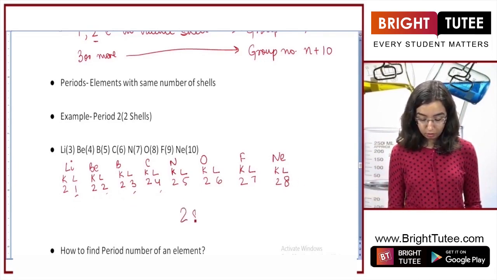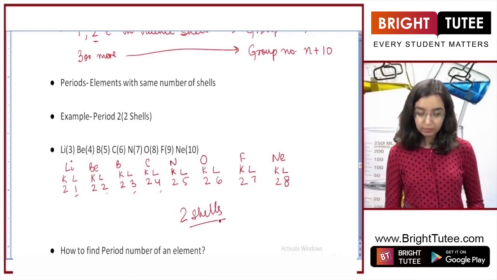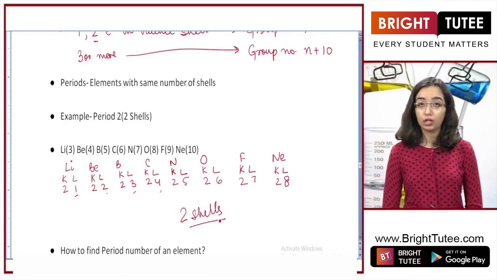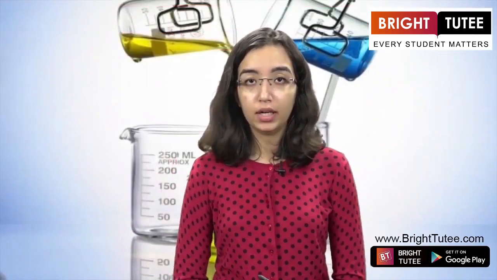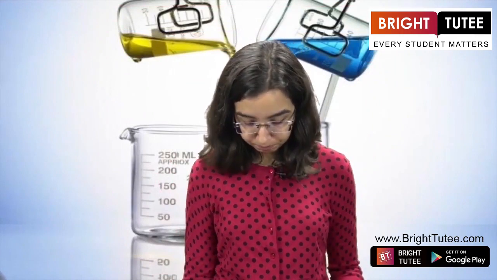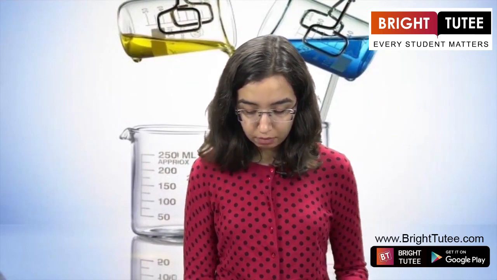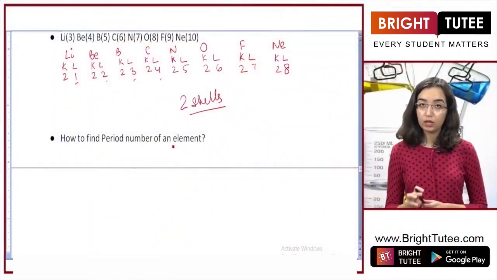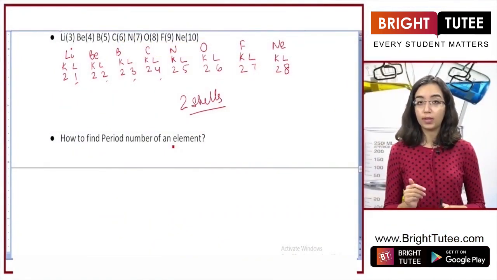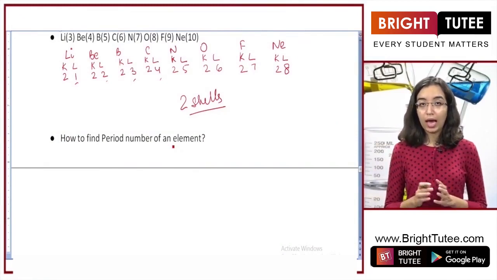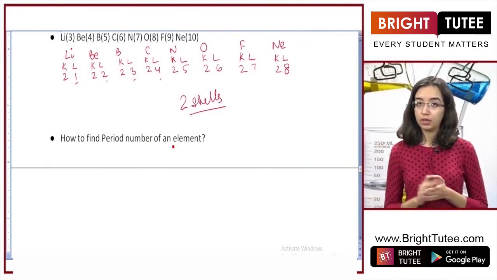They all have 2 shells. And that is the basis on which you find out the period number of an element. So how do you find the period number of an element? First you write down its configuration and then you see what the number of shells is, and the number of shells will determine the period number.